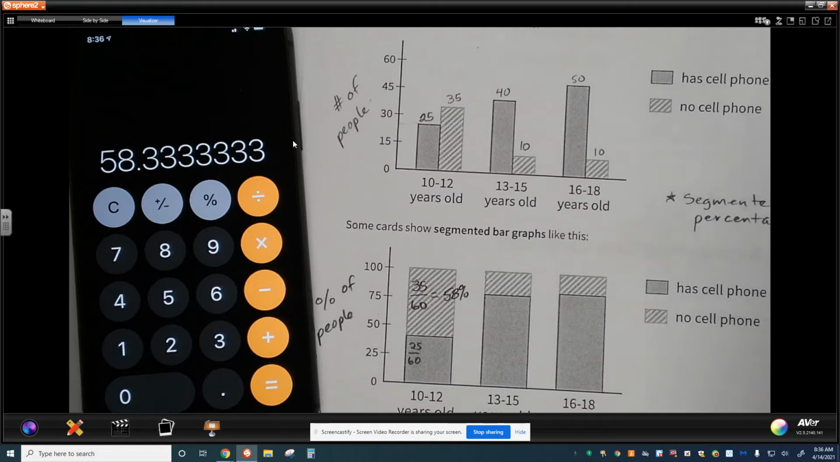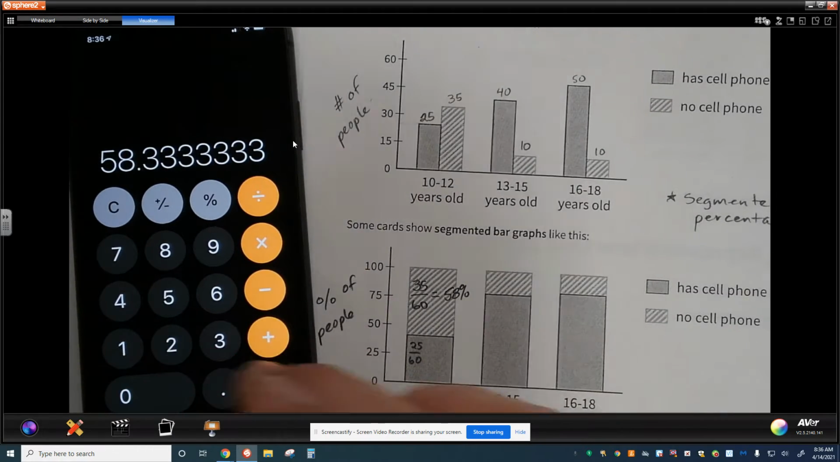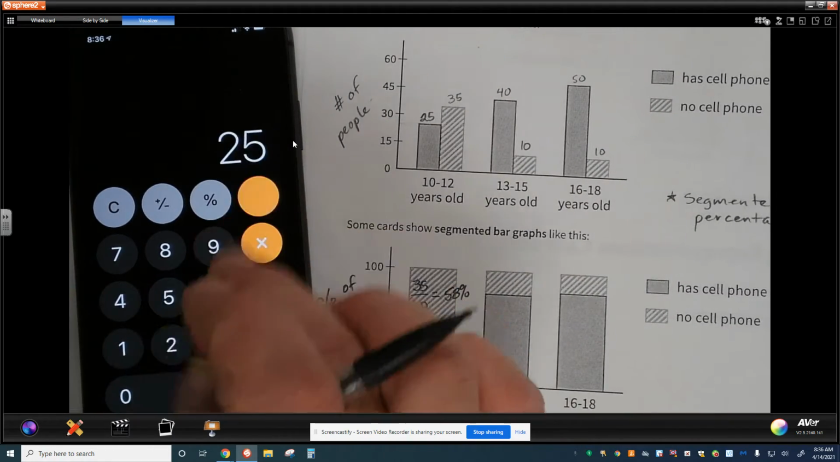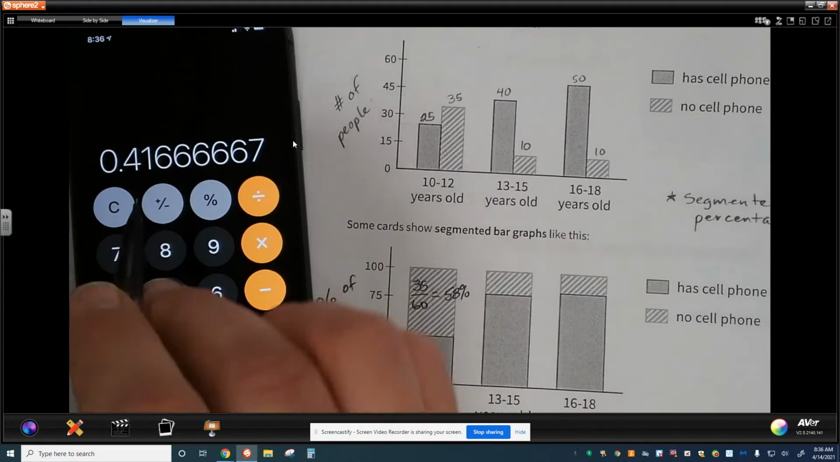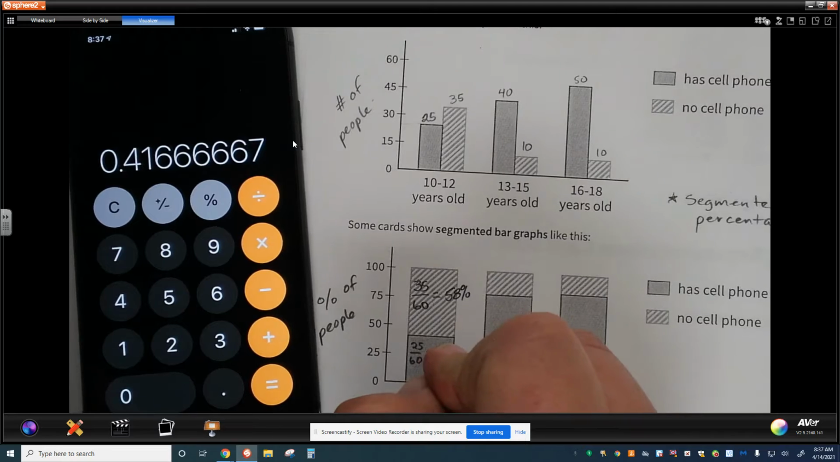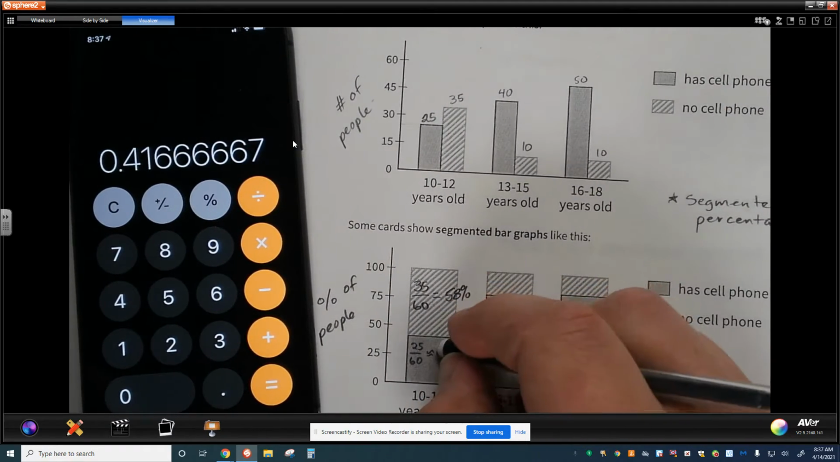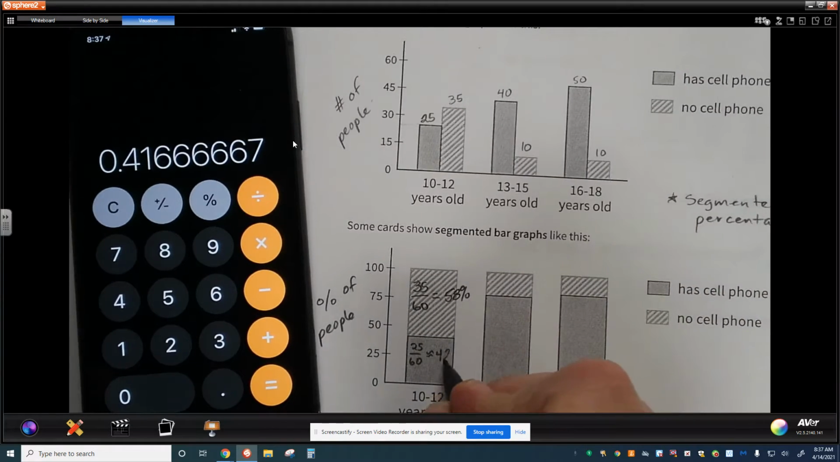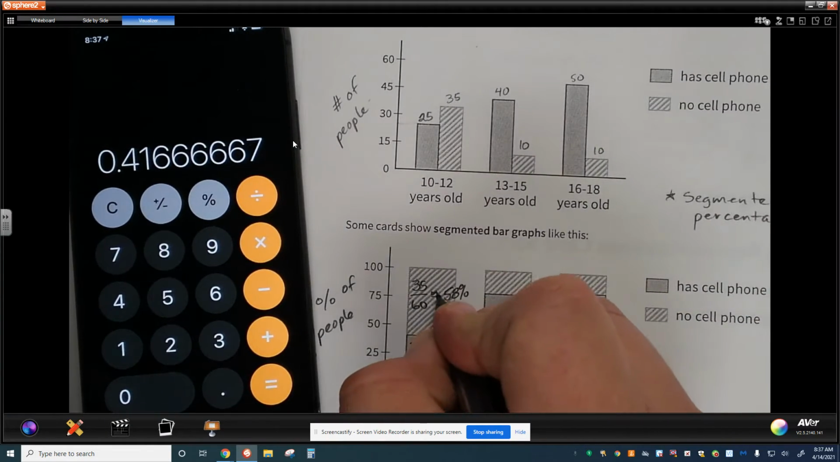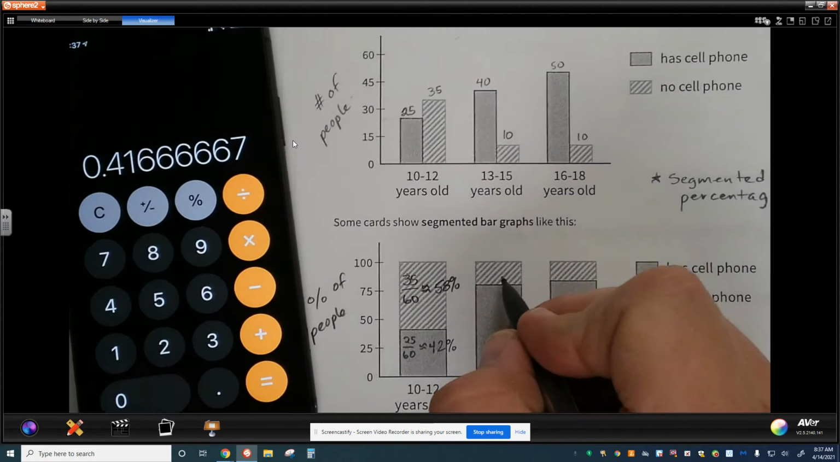Or 58 and 1/3%, which means that this one down here should give us 41 and 2/3% if we did this right. So 25 divided by 60, there we go. There's our 41.6 repeated. We could probably call this one about 42, just to make sure that our numbers do add up to 100. Okay. We can do the same thing for each of these other ones.